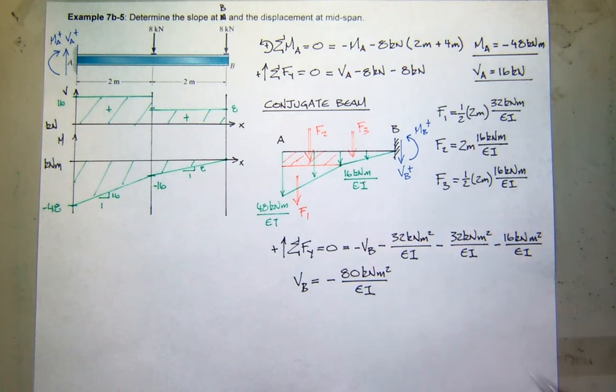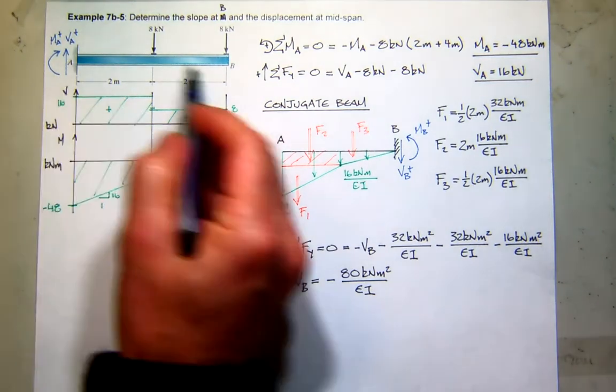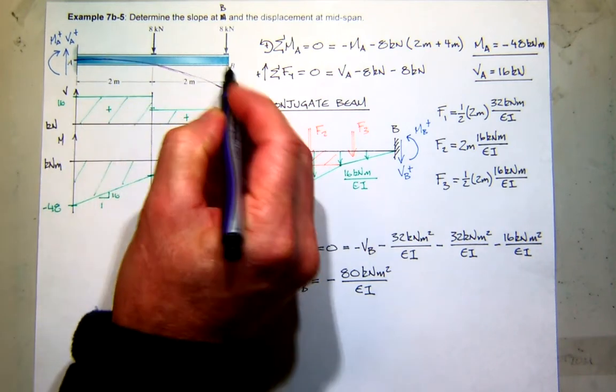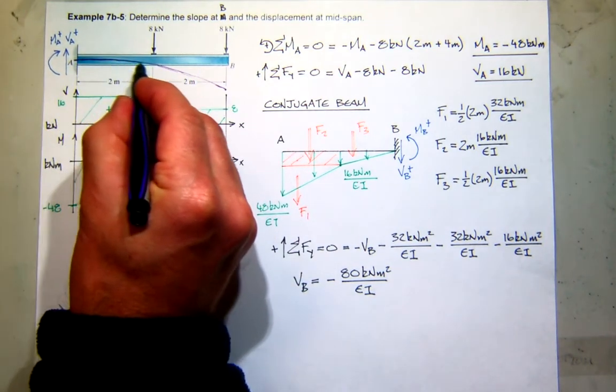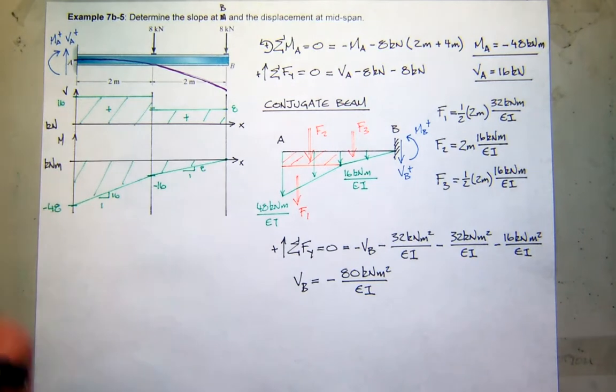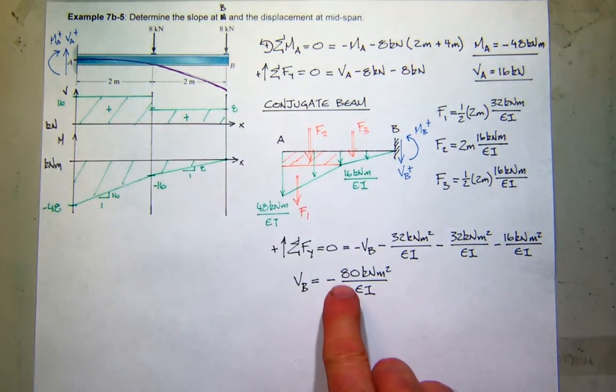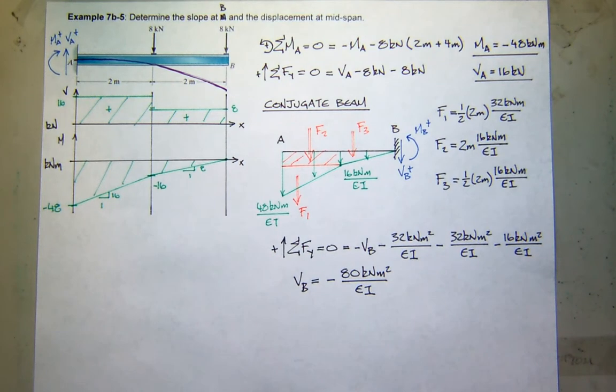So if you go back and look at the original problem, you can probably guess that the structure would do something like this. And that the slope at B, if you look at it, is negative. So at least the sign matches. Questions about that?